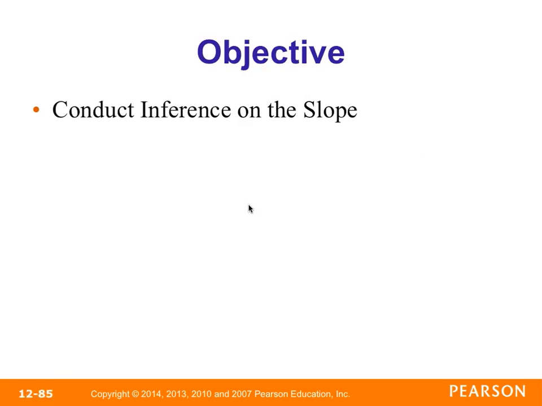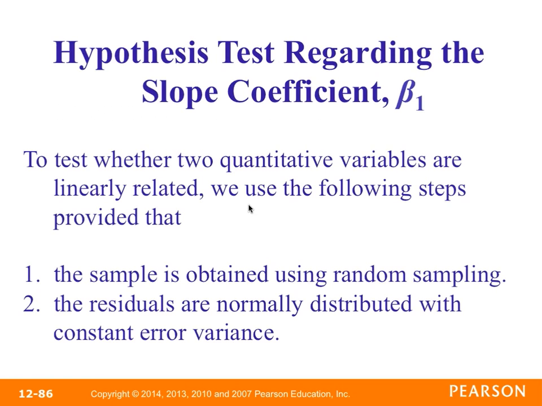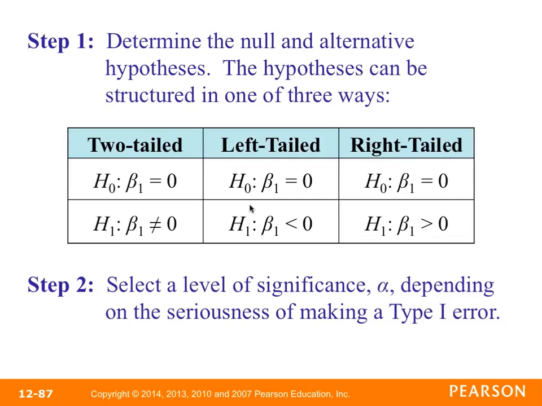The next thing we want to do is conduct some inference on the slope. So we're going to do a hypothesis test regarding the slope coefficient beta 1. To test whether two quantitative variables are linearly related, we use the following steps, provided that number 1, the sample is obtained using random sampling, and number 2, the residuals are normally distributed with constant error variance. Step 1 is to determine the null and the alternative hypotheses.